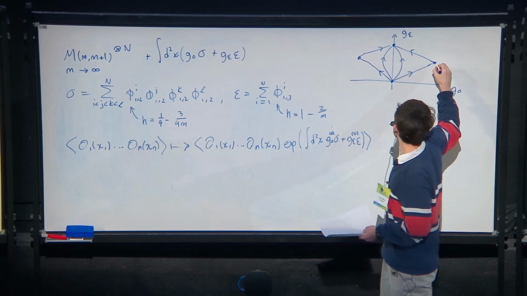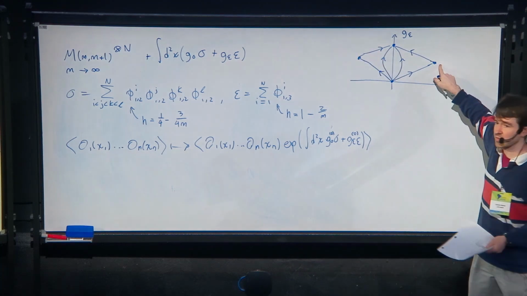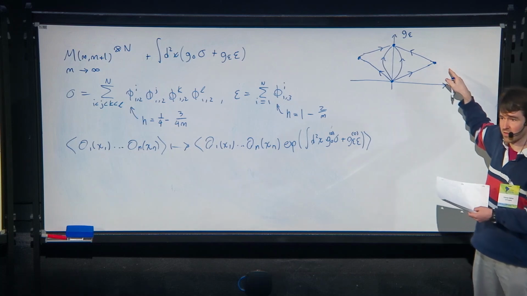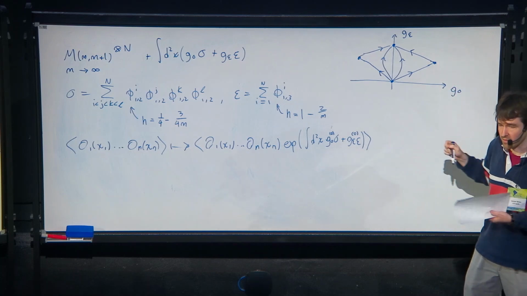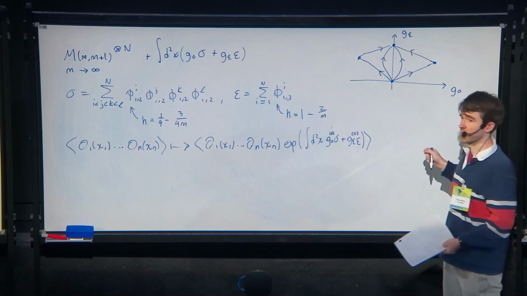So the idea is going to be to show that one of these fixed points with non-zero sigma and epsilon will be a compact unitary irrational CFT with only Virasoro symmetry.